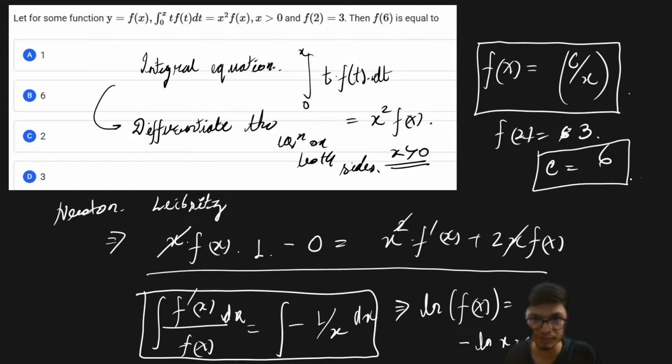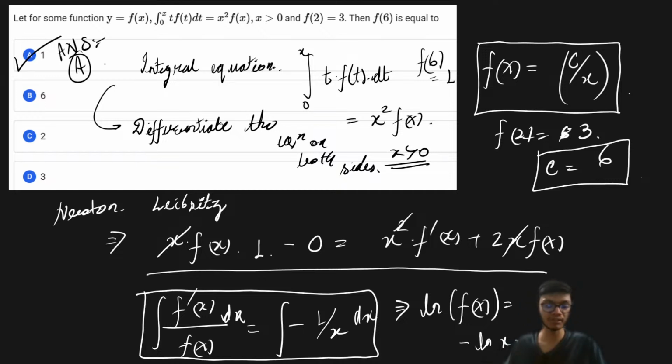So once we get the value of the constant, the only task is to find the value of f of 6. Putting it over here, f of 6 is going to be equal to 1. So option number A is going to be the correct answer to this particular problem. I hope this is clear to all of you.